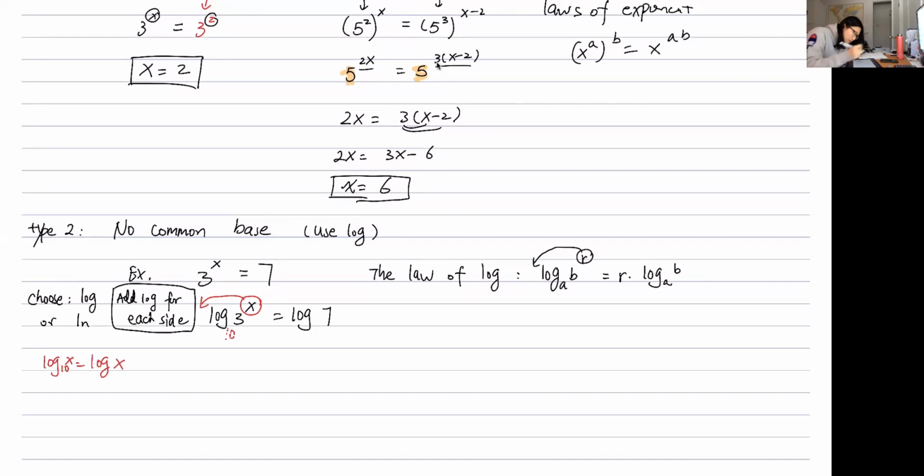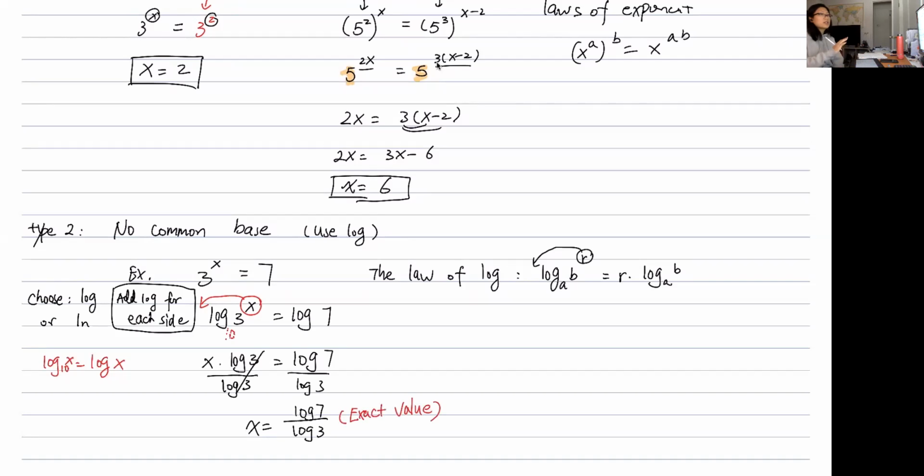Now I'm going to put x in the front. That's exactly what I want, because I want to solve for x. So I will have x times log 3 equal to log 7, common log. To solve for x here, I'm going to divide by common log 3. So here we'll have x is equal to log 7 over log 3. If the question asks you to find the exact value, this is your exact value.